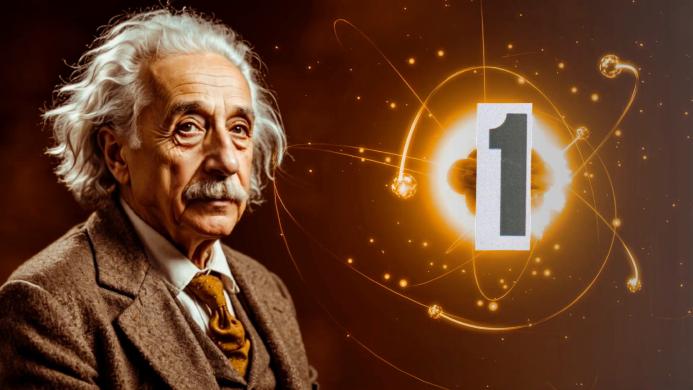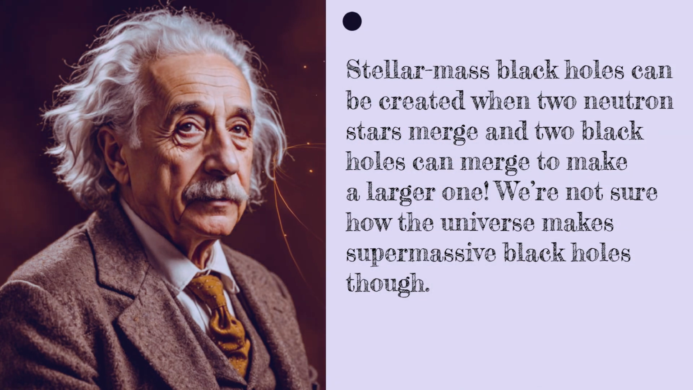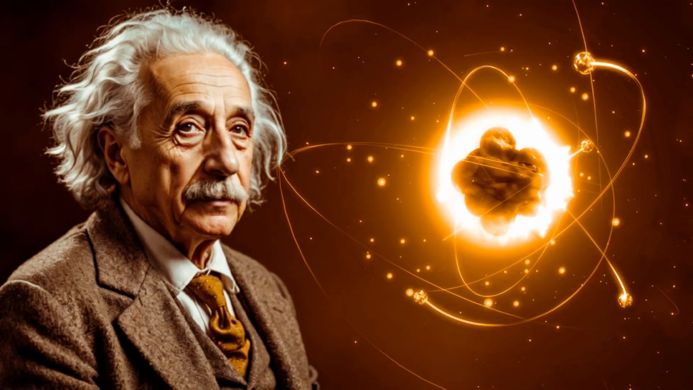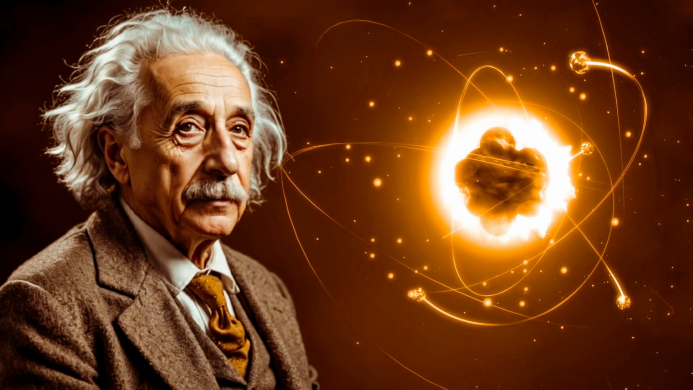Now, let's dive into some interesting facts about black holes. Fact number 1. Stellar mass black holes can be created when two neutron stars merge. And two black holes can merge to make a larger one. We're not sure how the universe makes supermassive black holes though. Doesn't it sound like a riddle of which came first, the chicken or the egg?